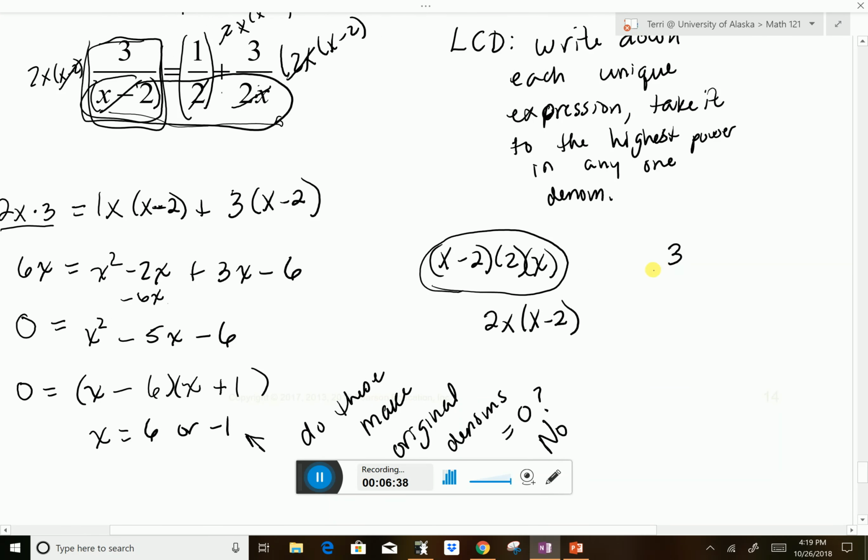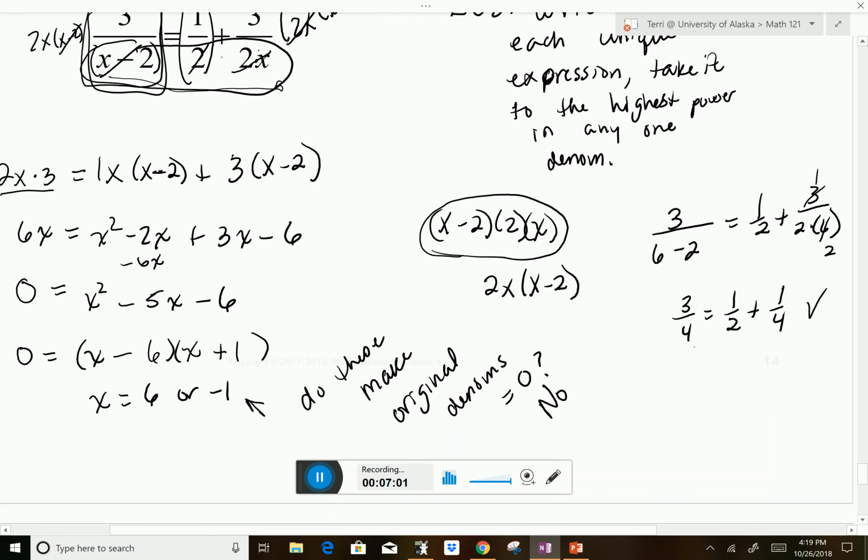We have 3 over 6 minus 2 equals 1/2 plus 3 over 2 times 6. So let's see if that's right. So 3 over 4 equals 1/2 plus 1 over 4. So 3/4 is 1/2 plus 1/4? Yes.